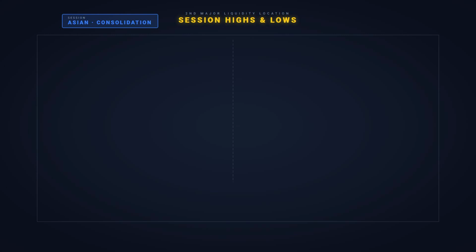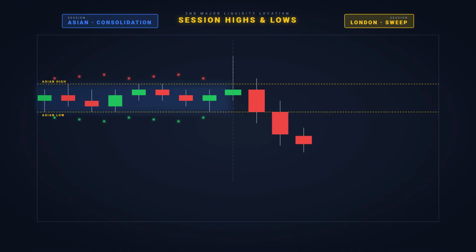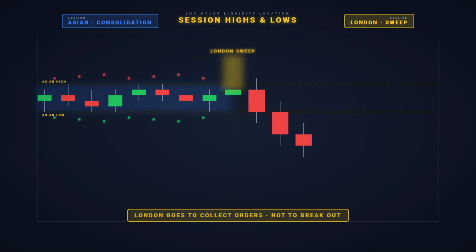The second major liquidity location is previous session highs and lows. The Asian session is the clearest example. During the Asian session, price typically consolidates in a relatively tight range. What's accumulating on both sides of that range are resting orders, breakout traders waiting for a move above the high, and breakout traders waiting for a move below the low. Both sides are loaded. When the London session opens, one of the most consistent mechanical behaviors in the market is a sweep of the Asian high or low. Not because London breaks out, but because London goes to collect the orders sitting at that boundary before the real directional move begins.